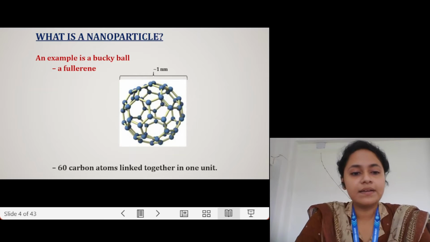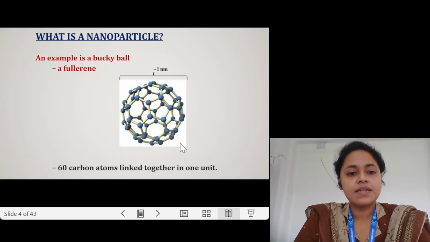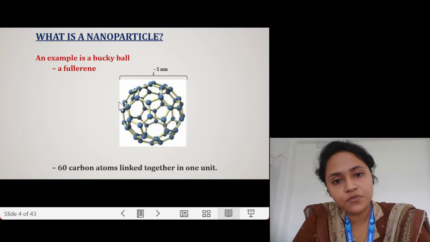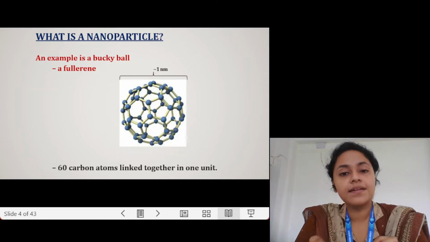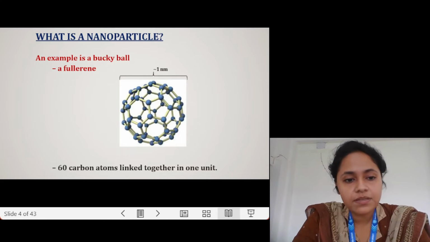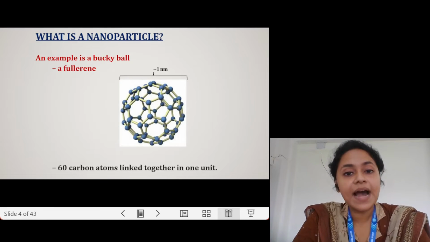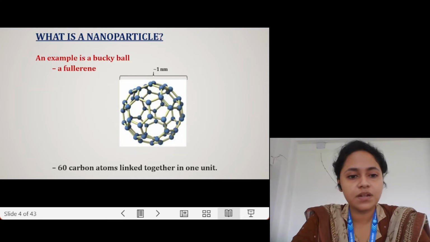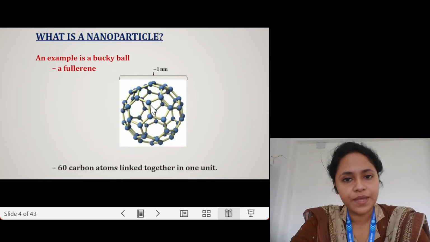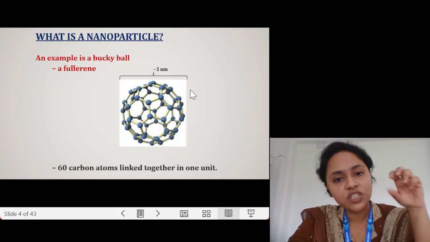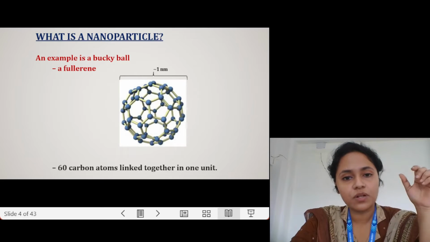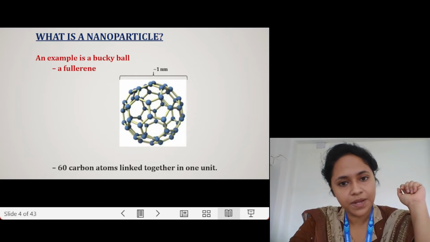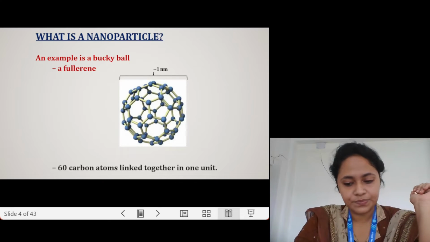So as you can see here in the image, this is the fullerene ball. Now what is a fullerene ball? It is basically 60 carbon atoms linked together to form this type of ball, and you see its dimension is around 1 nanometer. So the dimension is 1 nanometer, and such a ball we can call a nanoparticle because its dimension falls in the nano region. Right? So the 60 carbon atoms linked together form a nanoparticle.